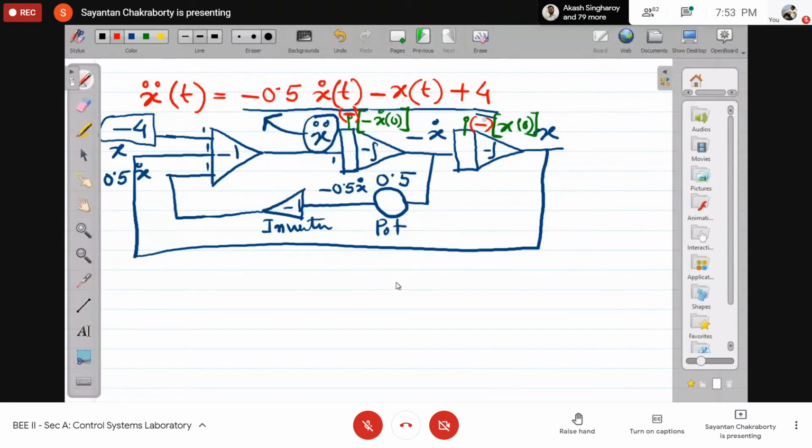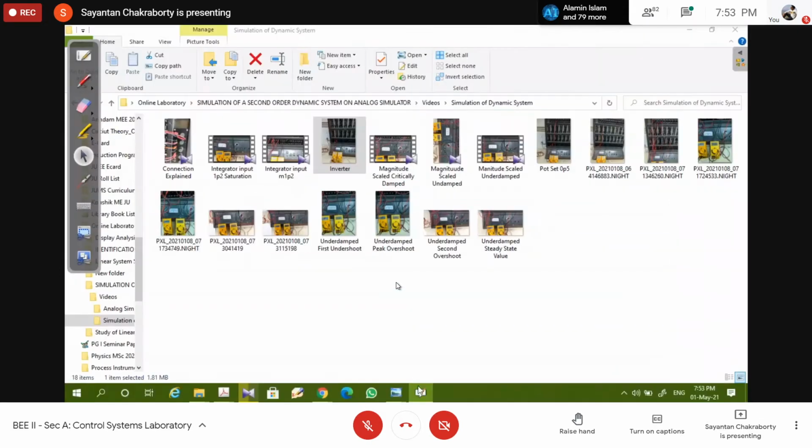But in this circuit, there's a problem. Before going to the next step, let me first introduce the integrators. Then you consider and see the corresponding terminals.